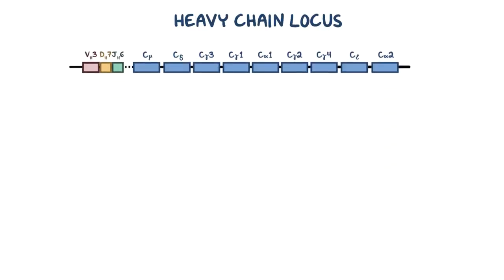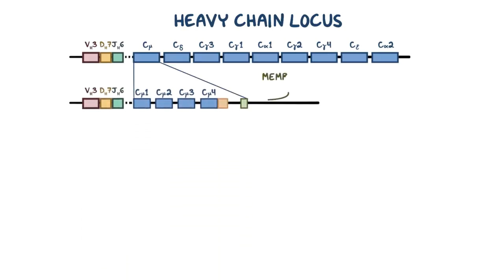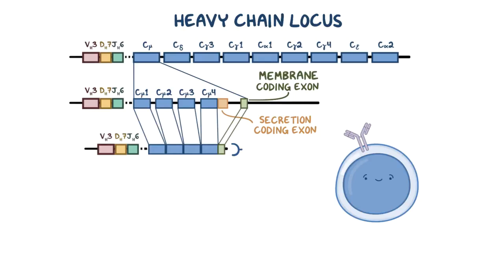Now, it turns out that every heavy chain locus, gamma, alpha, mu, epsilon, and delta, has 2 spare exons, one for membrane coding and one for secretion coding. So, for example, an IgM expressing B cell, which hasn't undergone isotype switching and isn't a plasma cell, has a constant mu region expressed with membrane-bound exon.